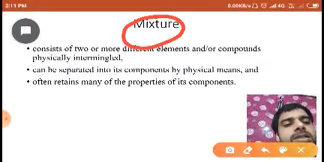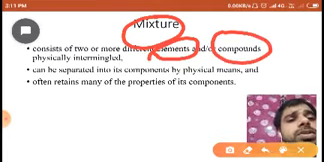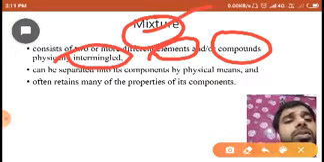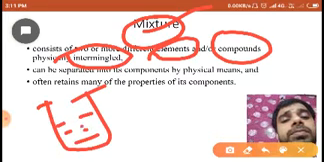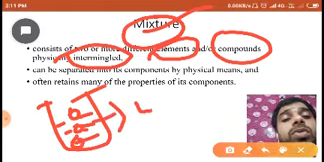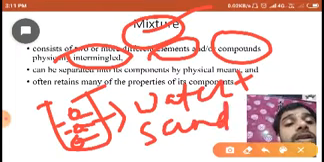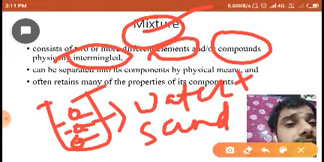Now you know that a mixture is made when two or more components, it may be elements, it may be compounds, but it should be two or more, are physically intermingled, physically intermixed, then a mixture will form. If I take the example of water, and I add some sand into this, water plus sand, what will it form? Saline water. We can say this can be separated into its components by physical means.